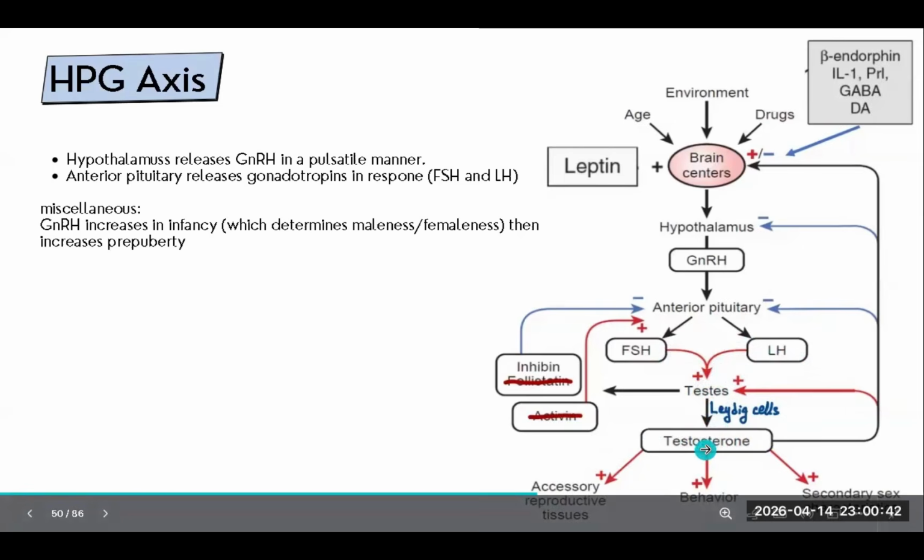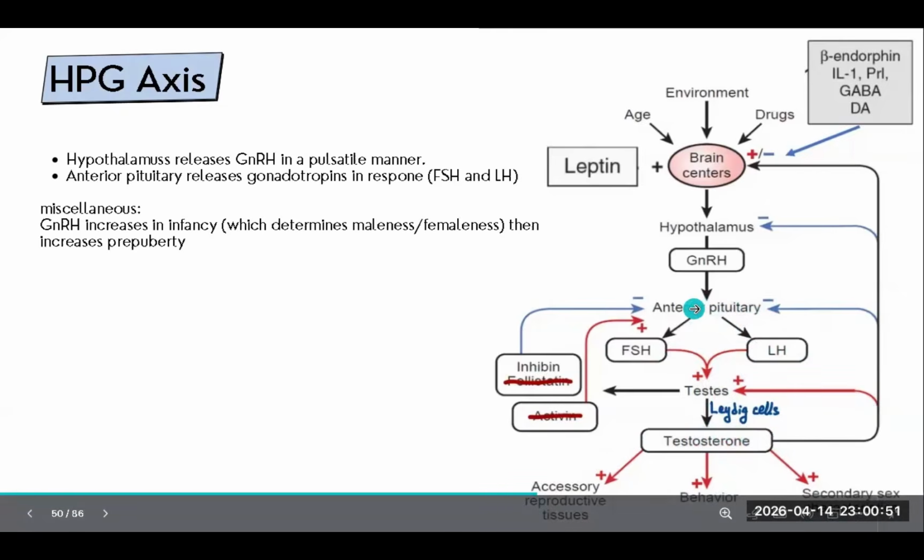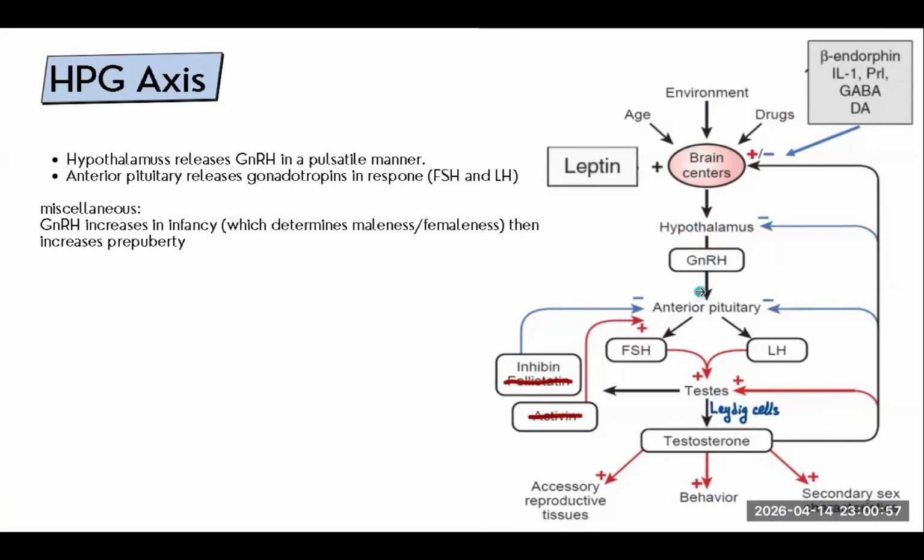This testosterone would also have negative feedback on the anterior pituitary, specifically on LH production. So testosterone would tell the anterior pituitary to stop producing LH. It would also go to the hypothalamus and tell it to stop producing GnRH. And it would go to the brain centers and tell them to stop triggering the hypothalamus. Okay?